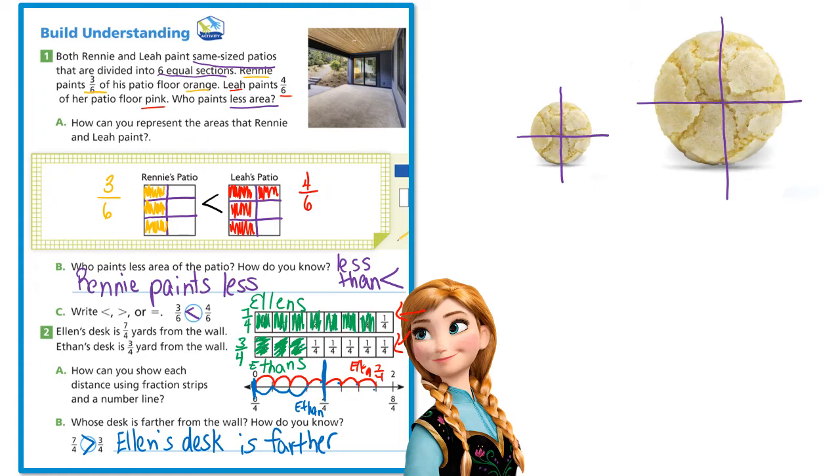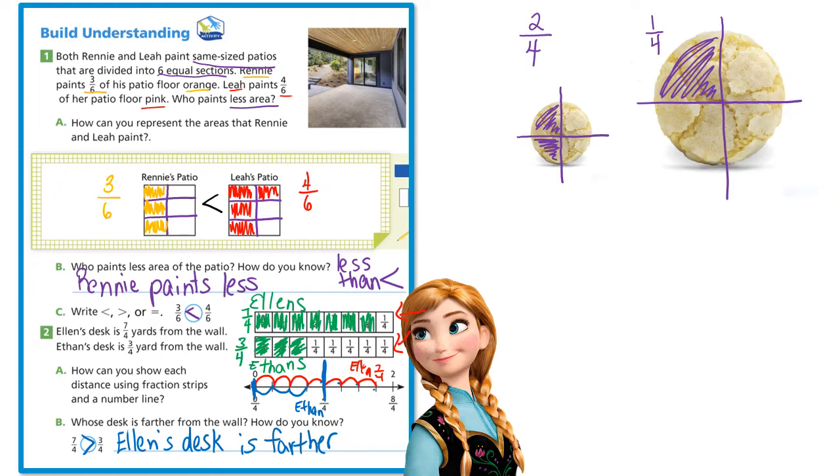If I shade in 2 of these parts, and I shade in 1 of these parts, can you tell me in fourths how many fourths I shaded in for my first cookie? You shaded in 2/4. I shaded in 2/4. And what about on my second cookie? How many fourths did I shade in? 1/4. I shaded in 1/4.